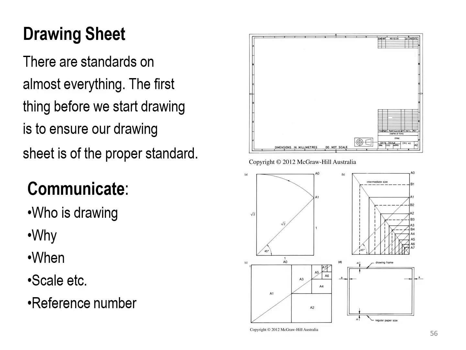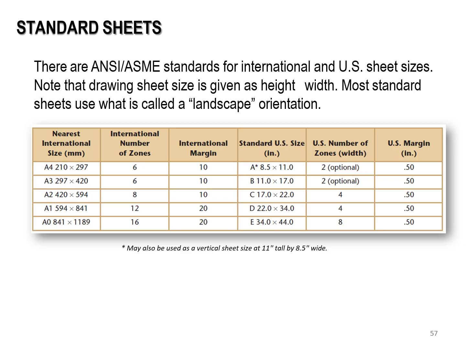To communicate, we need to write down in this box who is drawing, why you are drawing that, when, the scale, and the reference number. This information is going to be very useful to understand or to communicate with the reader of this drawing.